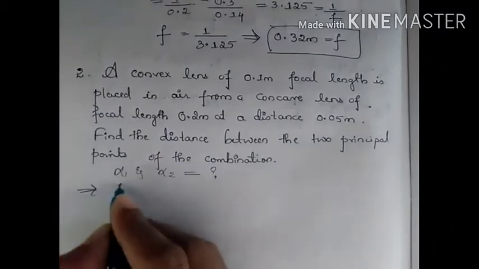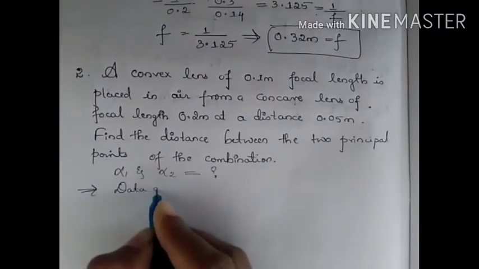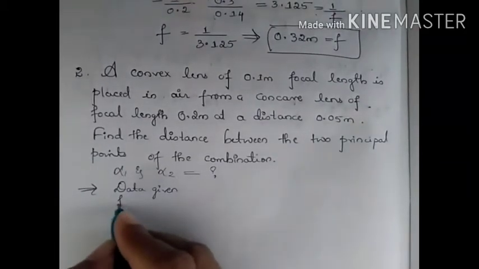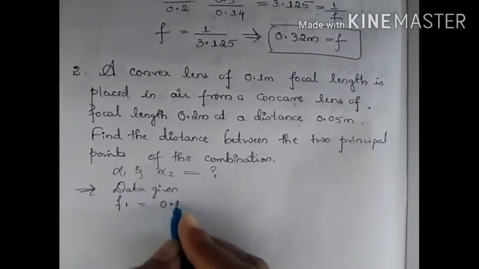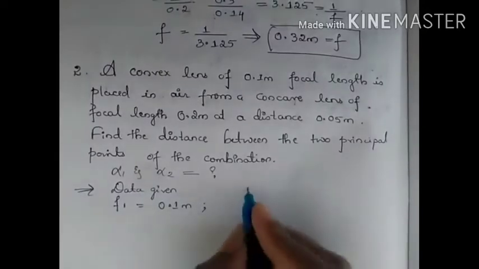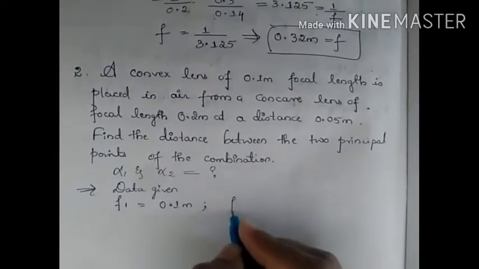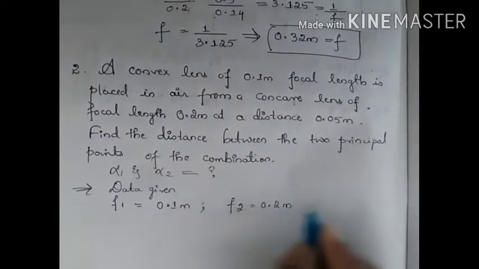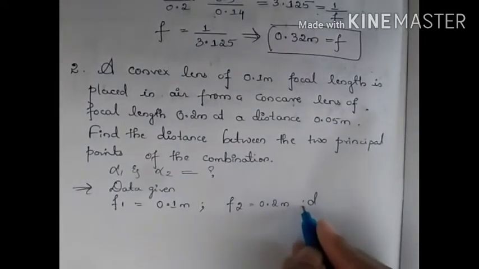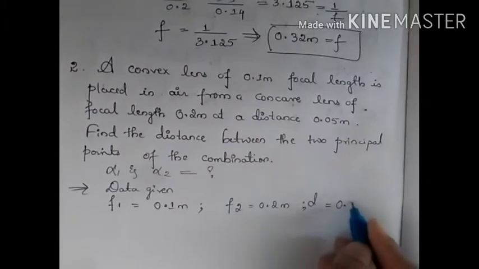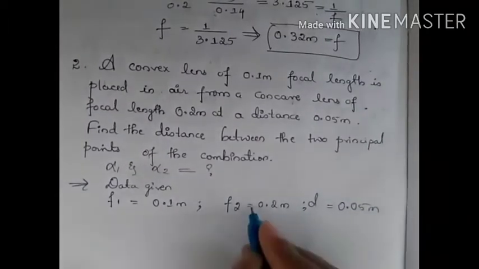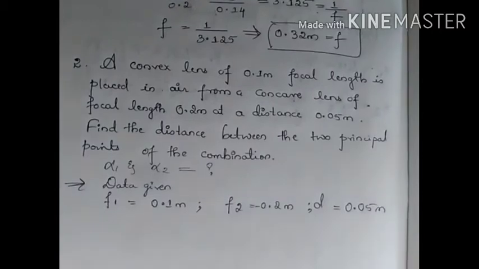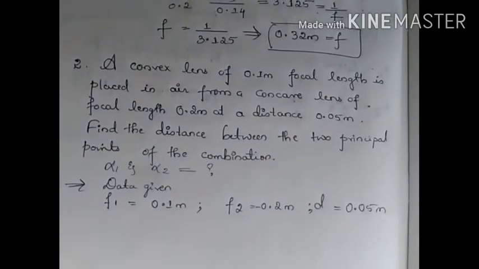So let us write the data. What is given? F1 is 0.1 meters, F2 is 0.2 meters, and D is 0.05 meters. So you have the data F1, F2 and D.